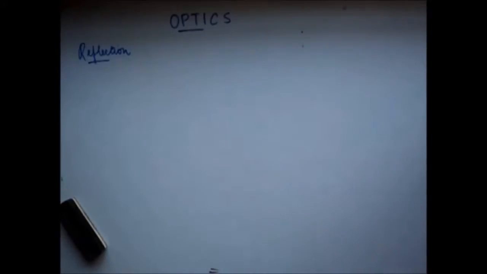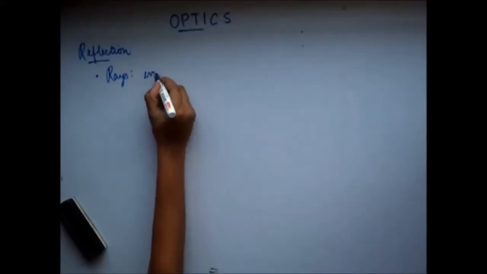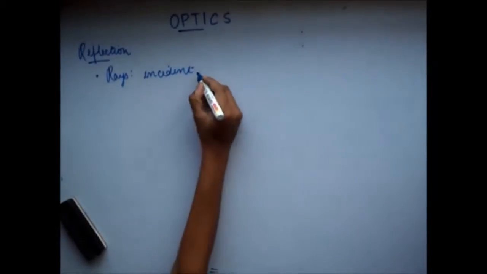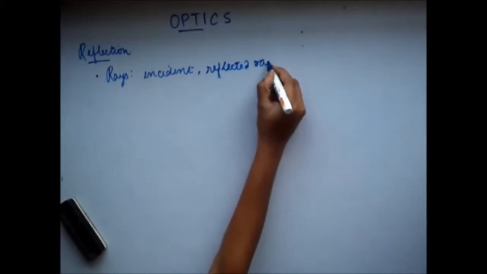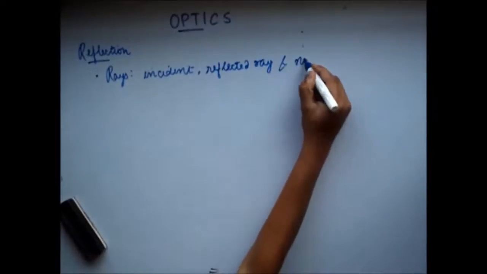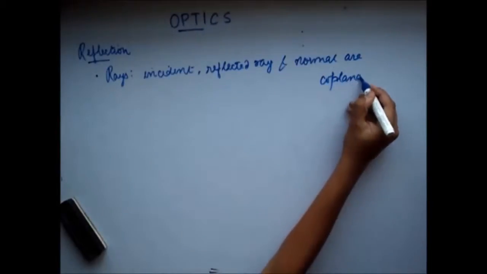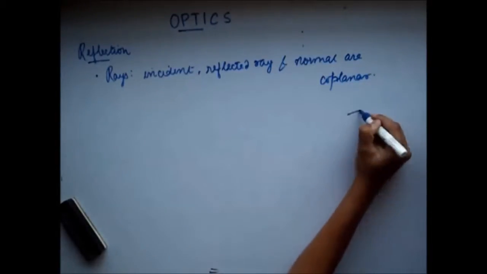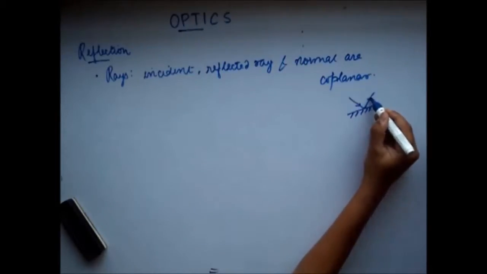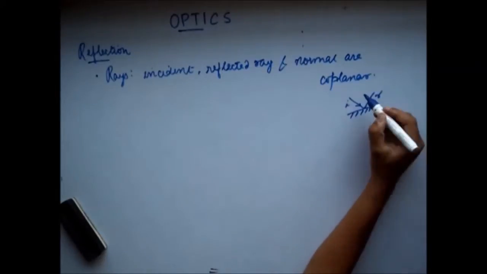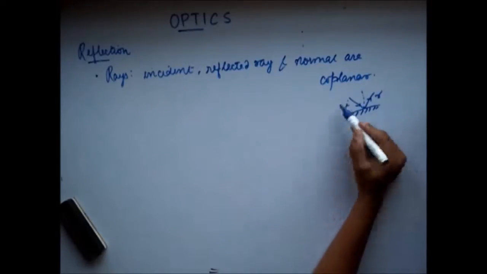For example, we already know that in reflection, the rays, that is the incident ray and the reflected ray, and normal are coplanar. That means if we have a mirror, then the incident ray, the reflected ray, this is the incident ray, this is the reflected ray, and the normal is basically the perpendicular drawn on the mirror. All of the three lie on the same plane.